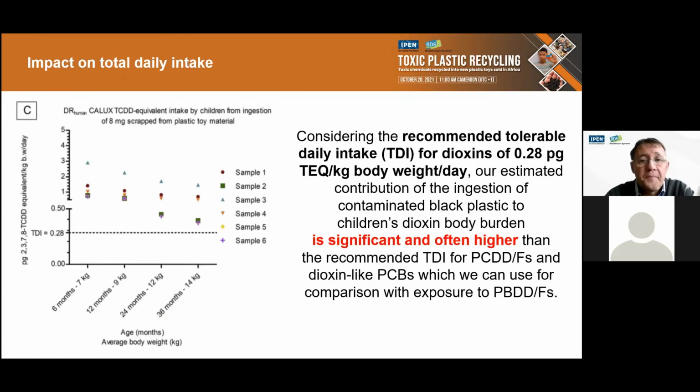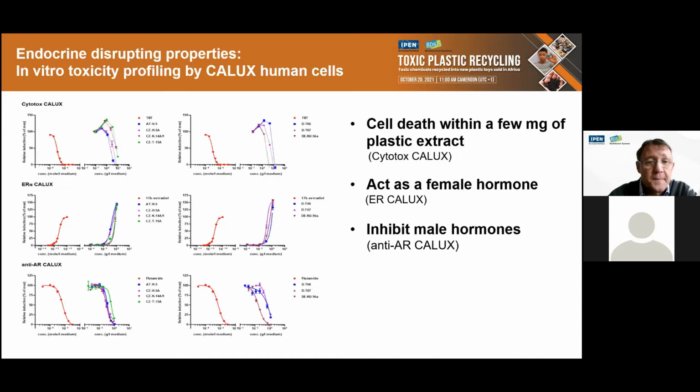Now, if you look at the TDI for different children at 6 months, 12 months, 24 months, and 36 months of age, then you see that all of them are higher than the recommended tolerable daily intake for dioxins of 0.28 picogram TEQ per kilogram body weight. So we believe that this is really a significant impact, often even higher than the recommended TDI, that we see here from these toxic toys.